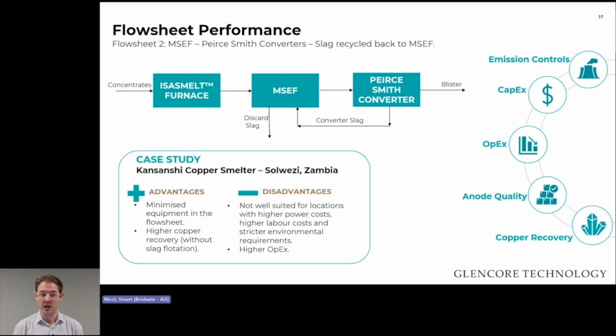In these particular locations as well, the power costs are very low, so it makes the MSEF quite a good choice. It minimises the number of equipment, and you get very good copper recoveries without the need for slag flotation. You would have much higher copper recoveries if you did slag flotation, but it does have a good copper recovery overall. The disadvantage for this one is it's not particularly well suited to locations with high power costs due to the amount of electricity consumed in the electric settling furnace.